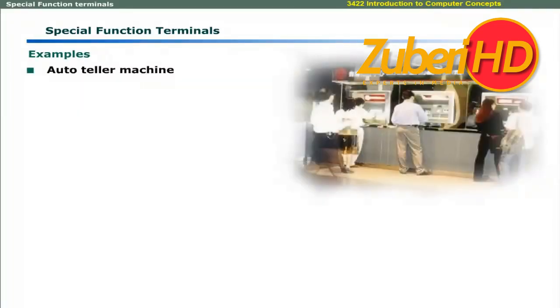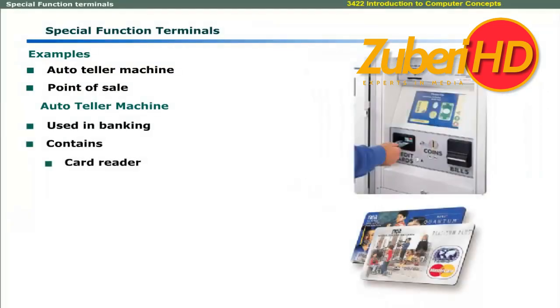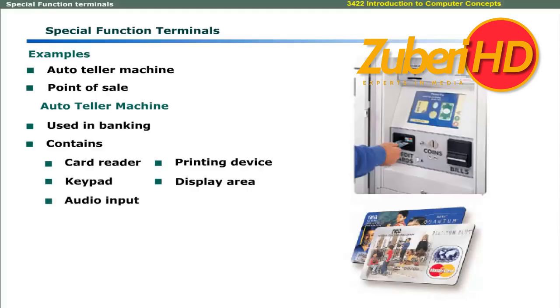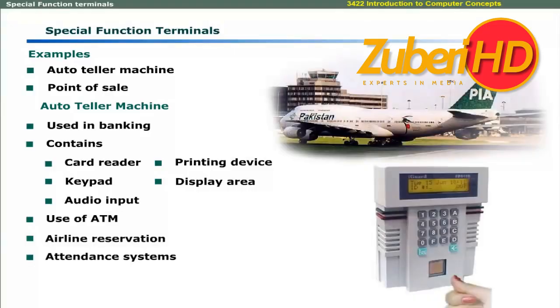Special function terminals include autoteller machines and point-of-sale terminals. Autoteller machines facilitate you to make banking transactions across the network. These machines have a card reader area, a small printing device, a keypad, a display screen, and a voice area. The idea of ATM is now implemented in various other areas like airline reservation, attendance systems, in factories and colleges.